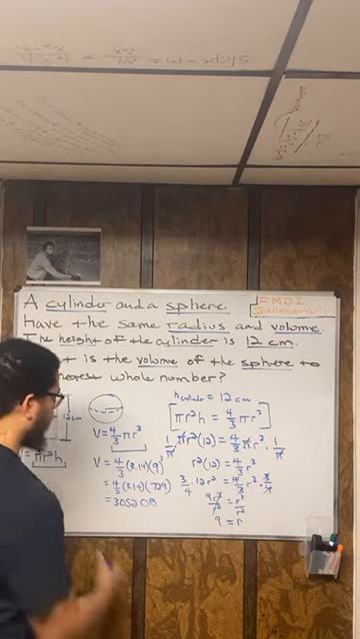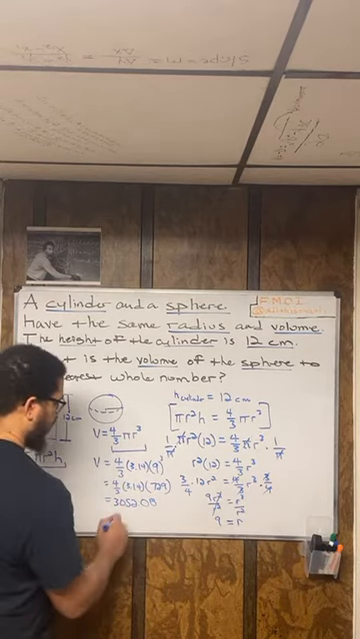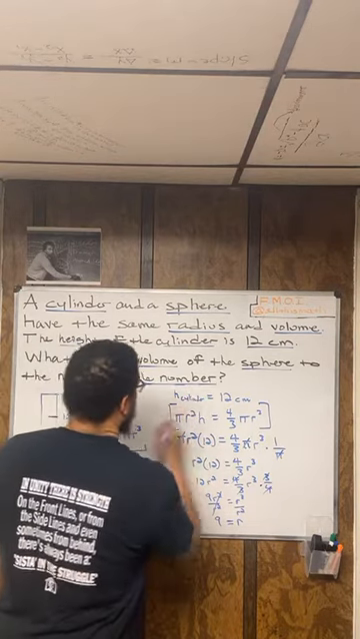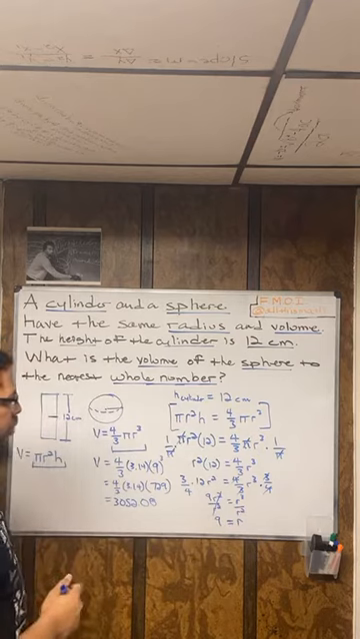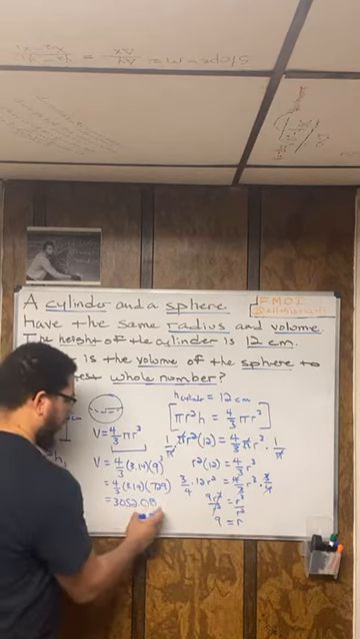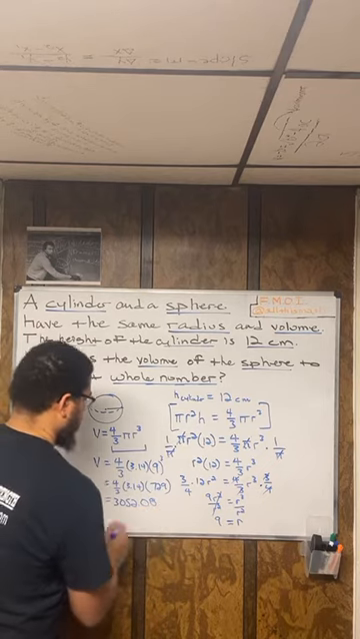Double check it. So 3,052.08, and then it says to the nearest whole number, right? So if it's to the nearest whole number, then what does that mean? That means I have to knock off these decimals, right?